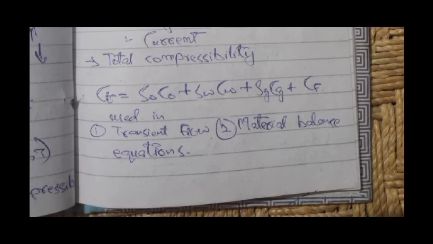This is used in transient flow when the fluid is moving within the porous media in the rock. This formula is used because compressibility is very much linked to it. And then we have material balance equations in different correlations, which also use this term C_T.